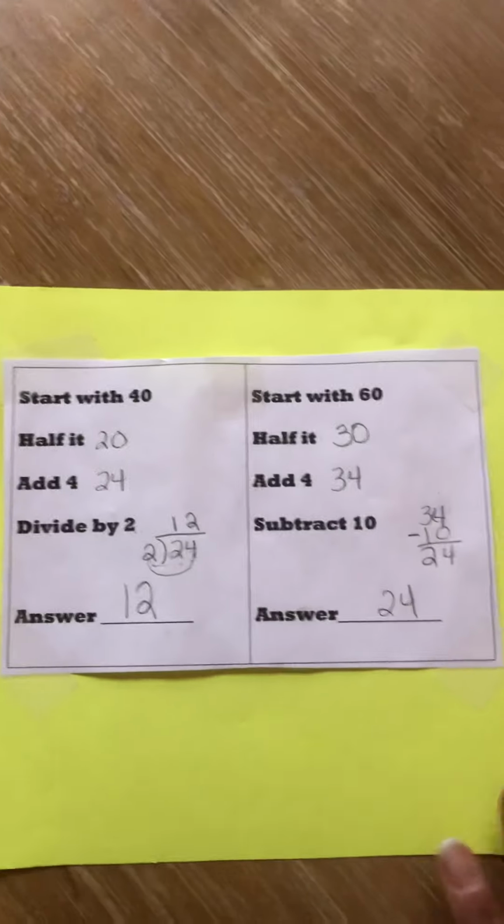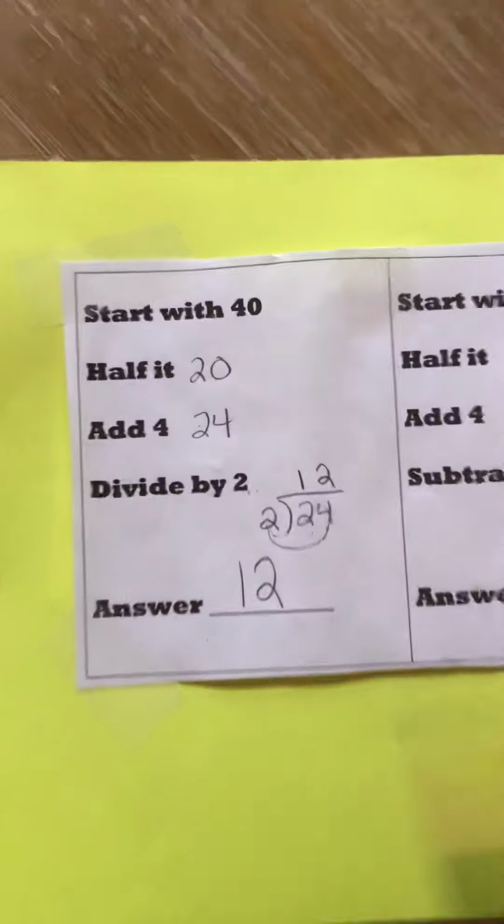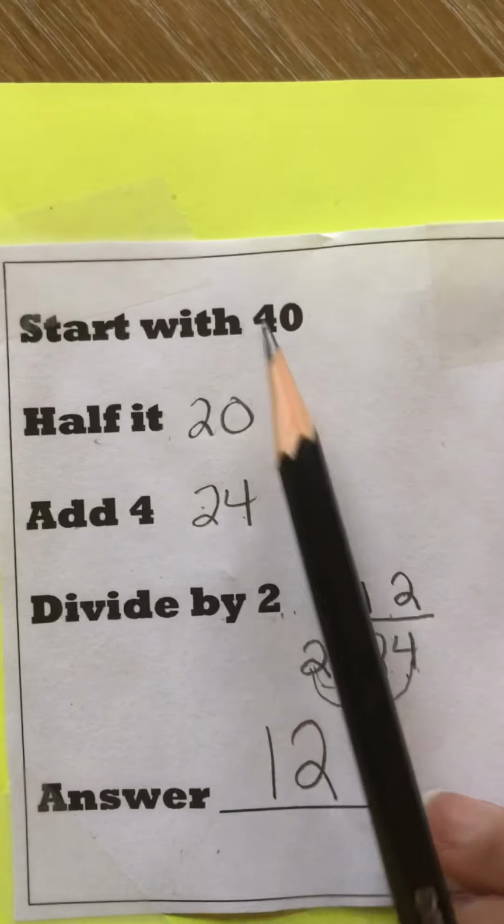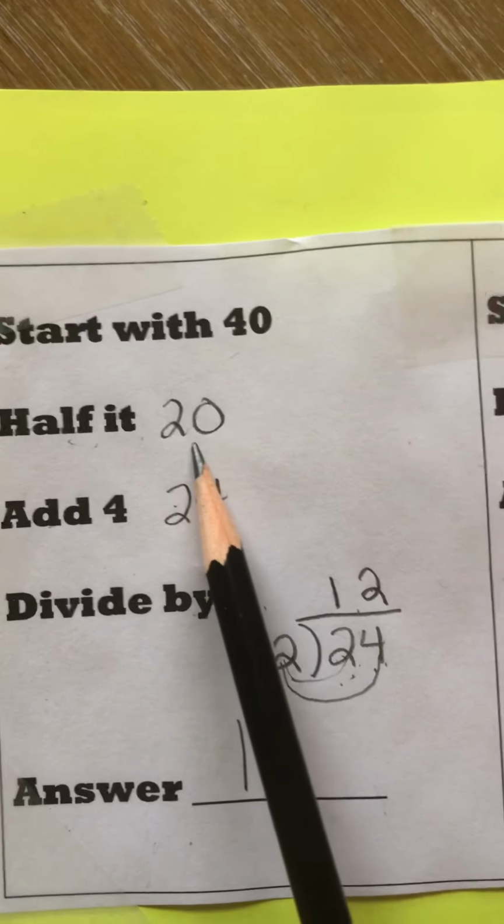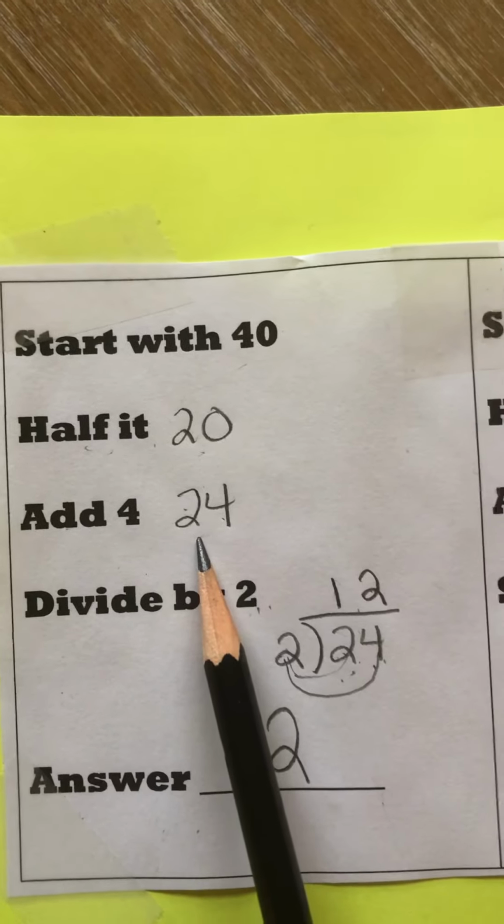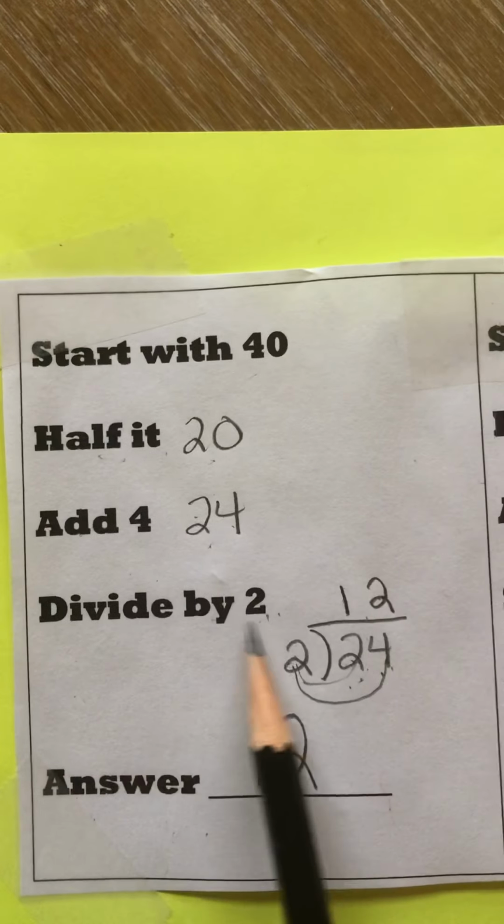If you look, I did this one for you, but I'm going to go over it with you right now. So you were supposed to start with 40. If you break that in half, you have 20. If you add 4 to that, you will be at 24. But then it says to divide by 2.